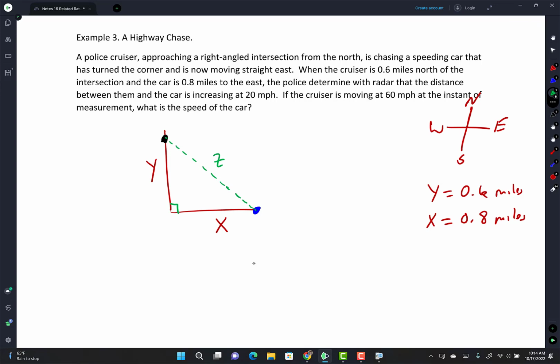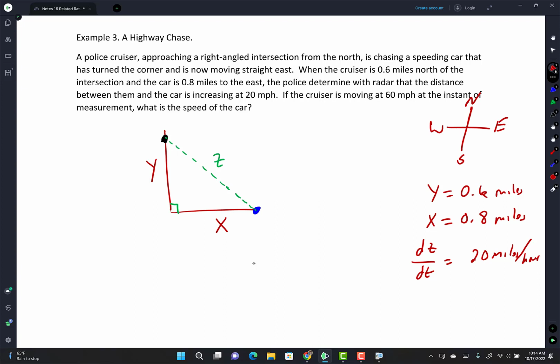The distance between them and the car is increasing at 20 miles per hour. So dz/dt is 20 miles per hour. You can write mph, but I like the little fraction thing. Is anyone confused? We're okay right now, right?